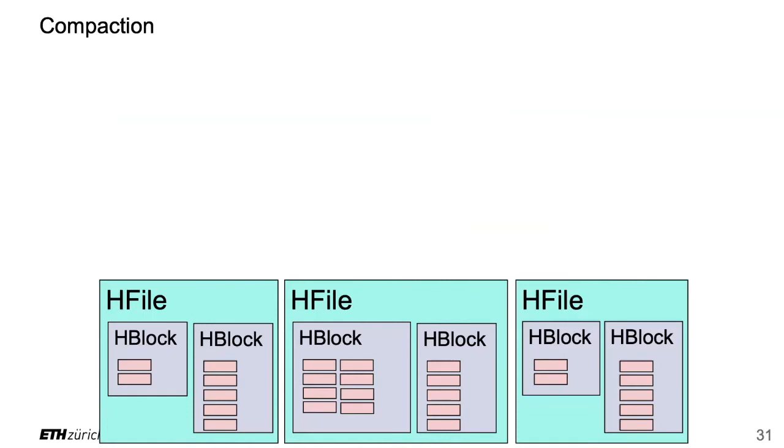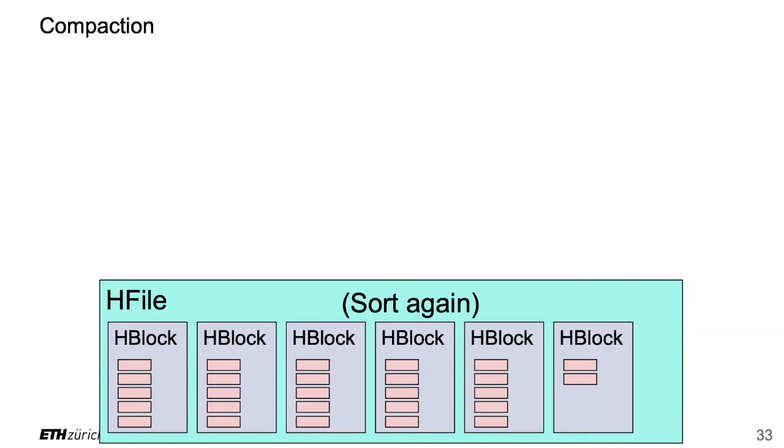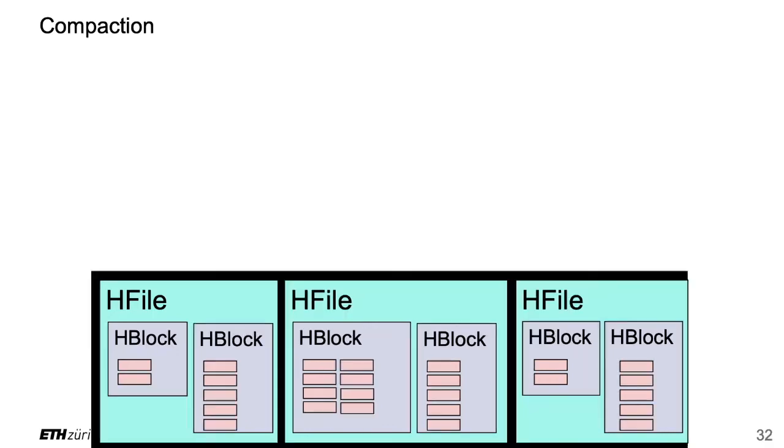Well, there is something else on top of the flush that's called a compaction. A compaction means that we take all of the H files there and we merge them into a single H file. And we again have the sorted key values, but all merged. What is the complexity of doing that?